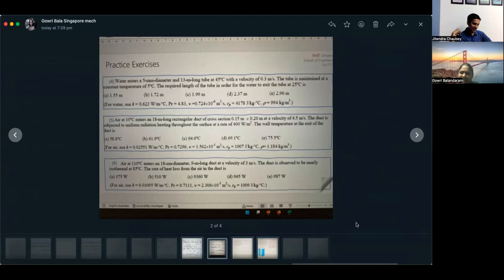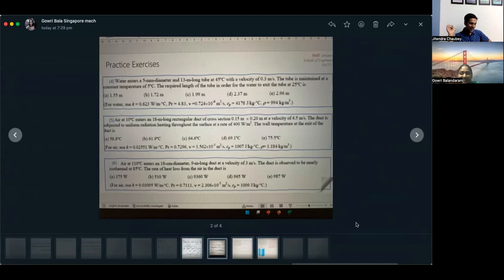See, entry length, L thermal, has been calculated. And what you have written is, since the length of the pipe is 13 meter and the thermal boundary layer is less than that, the flow is still developing. How come? I don't know.